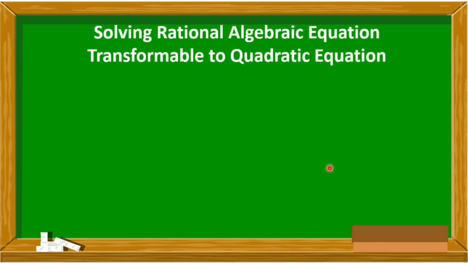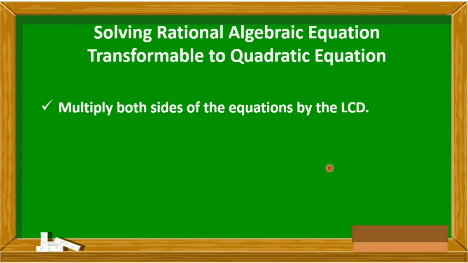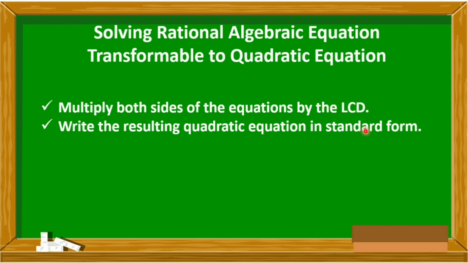Okay, so here are the steps in solving rational algebraic equations transformable to quadratic equations. First, multiply both sides of the equation by the LCD. So, kaya kanina, inaral muna natin or review muna natin kung paano kinukuha yung LCD. Then second, write the resulting quadratic equation in standard form.